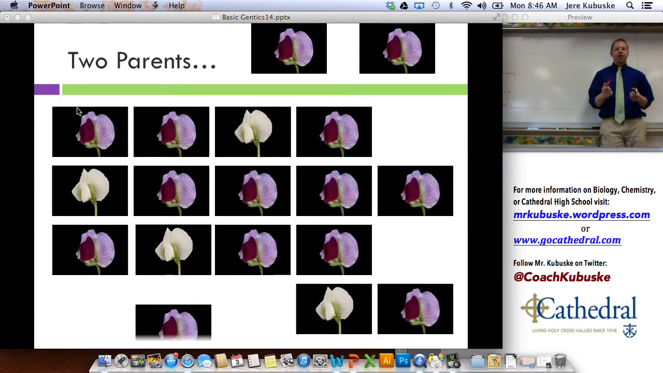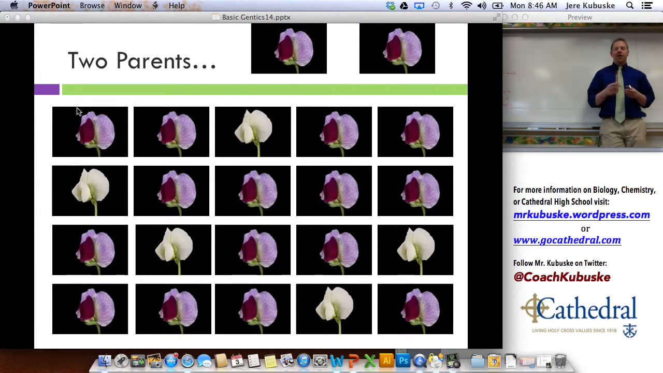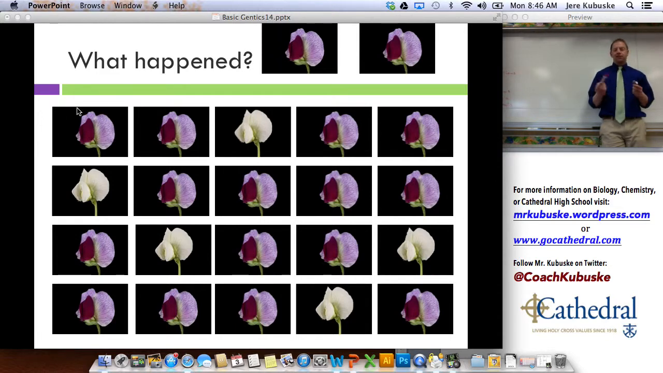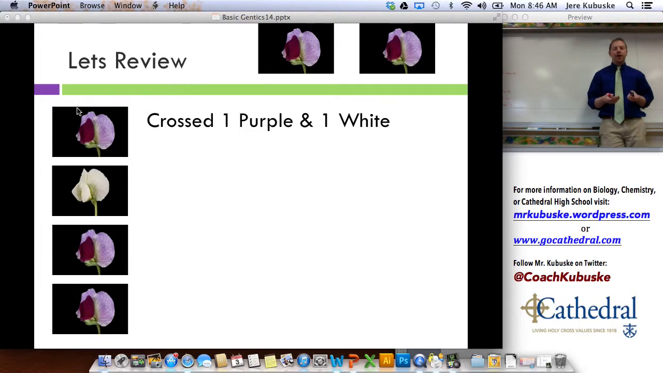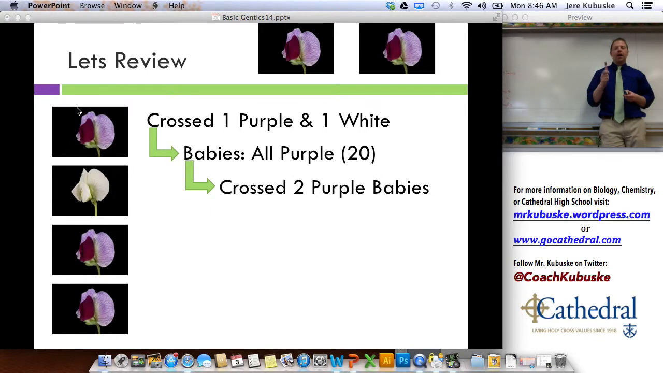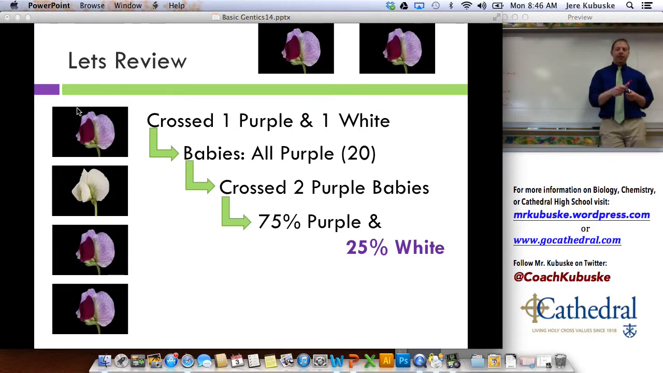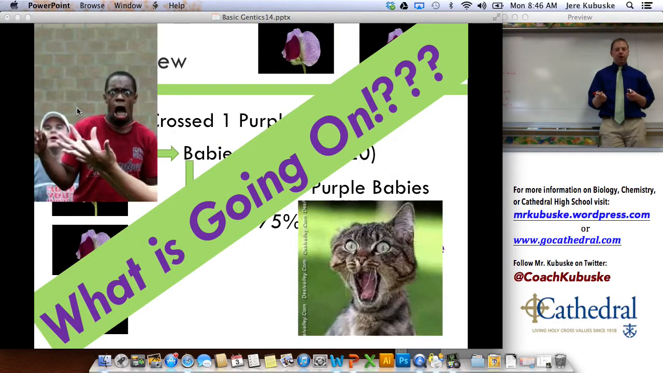Now you'll notice as they start to appear, there are 5 of the 20, it looks like, that are white instead of purple, even though both parents were purple. So about a quarter of them ended up with the white genes. Now, how did that happen? I had a purple parent and a white parent, and I got all purple flowers. I took 2 of those purple baby flowers, I crossed them, and I got 75% purple flowers and 25% white flowers. What the heck is going on? Where are all my genes going? How come things are disappearing and then reappearing?